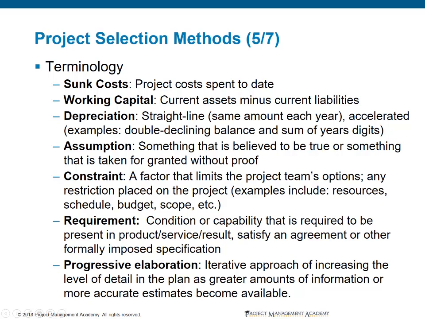Progressive elaboration is an iterative approach of increasing the level of detail in the plan as greater amounts of information or more accurate estimates become available. We will progressively elaborate almost every plan that we come up with in the entire project management plan. In the beginning of the project, we're going to have very little information available. As more information becomes available, we will go back and update those plans until we have enough planning completed where we feel confident in the ability to successfully execute the project and create our deliverable.